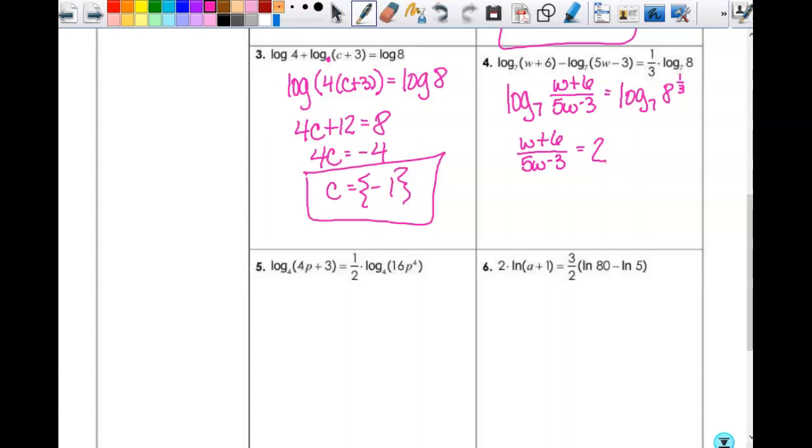So then I multiply both sides because I need to solve for w, right? So I get w plus 6 equals, and when I multiply, I'm going to go ahead and distribute. That gives me 10w minus 6. Make sure you distribute correctly. If you need to put the 2 with parentheses first, you can do that. But then this is going to give me 9w over here, negative 12 over here. w equals positive 12. Duh. w equals 4/3.